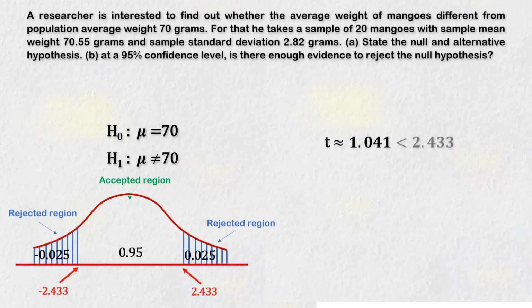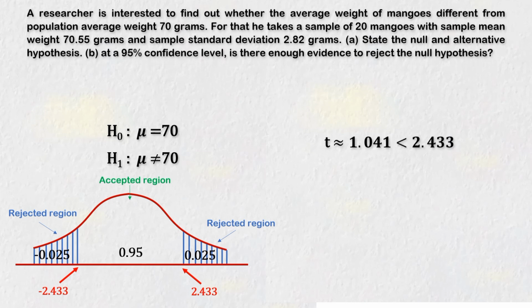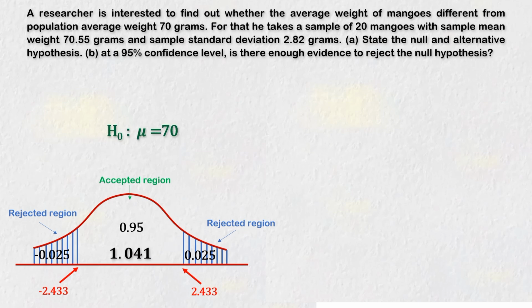which is less than our critical value. That means it lies in accepted region. So we accept null hypothesis. Therefore, we conclude that sample mean is not significantly different from population mean.